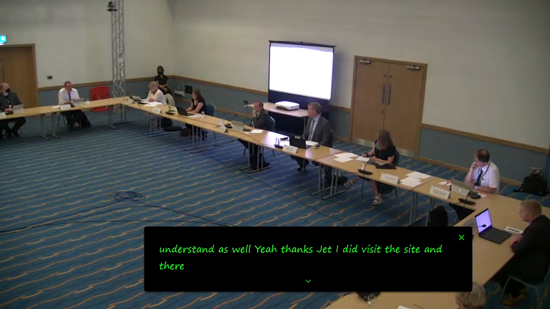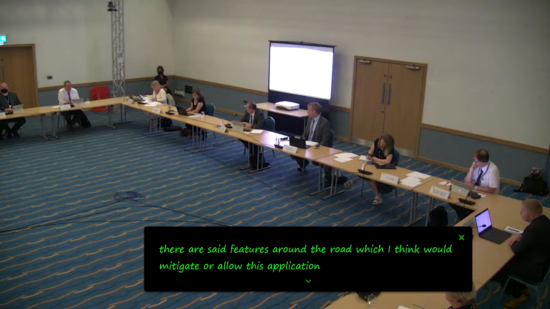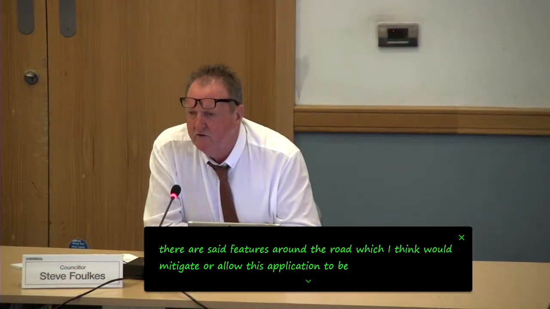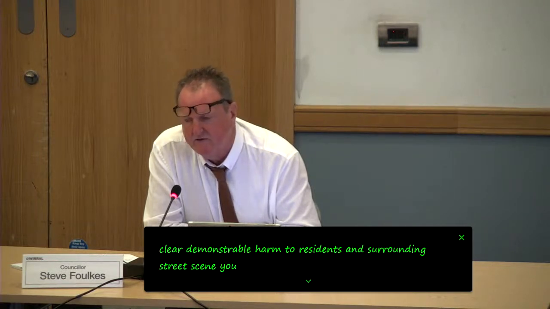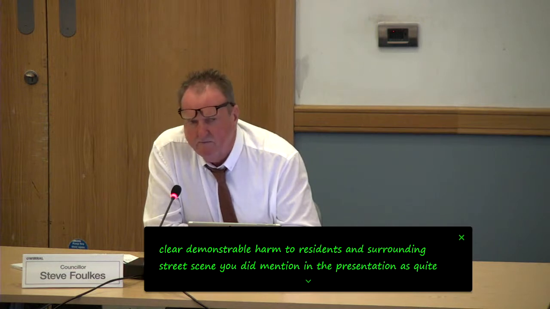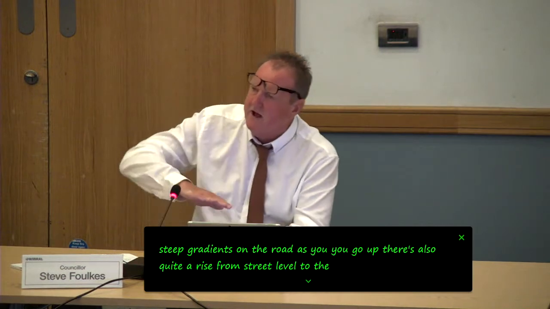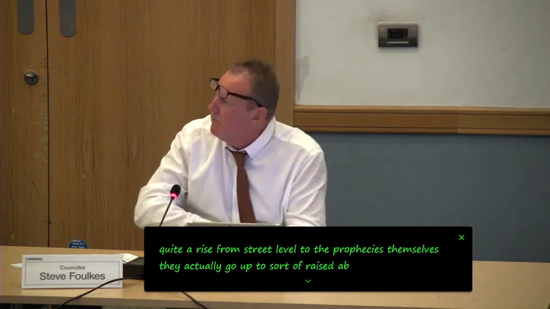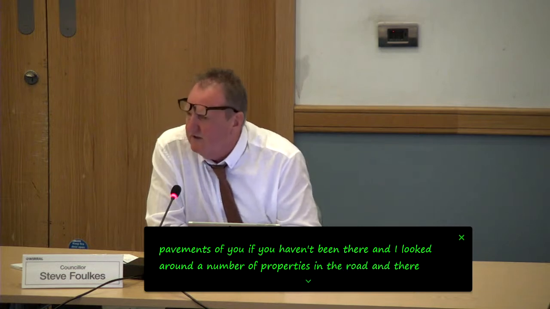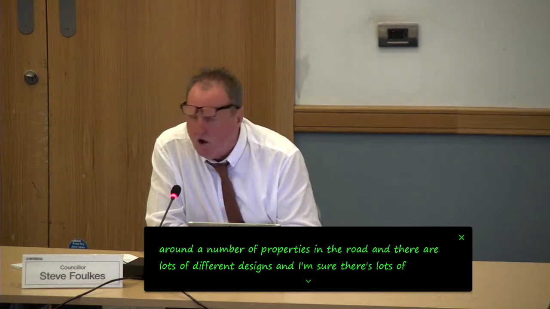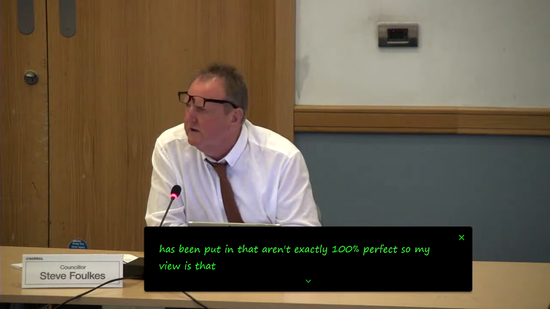Yeah, thanks, Chair. I did visit the site, and there are certain features around the road which I think would mitigate or allow this application to be passed without any clear demonstrable harm to residents and surrounding street scene. You did mention in the presentation there's quite a steep gradient on the road as you go up. There's also quite a rise from street level to the properties themselves. They actually go up, sort of raised above the pavement, if you haven't been there. And I looked around a number of properties in the road, and there are lots of different designs, and I'm sure lots of dormers have been put in that aren't exactly 100% perfect.